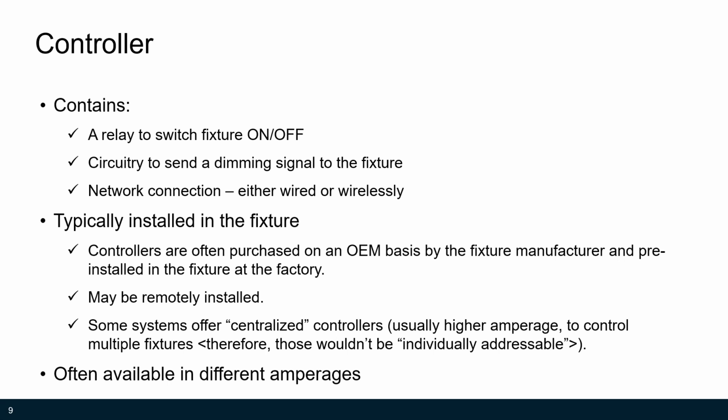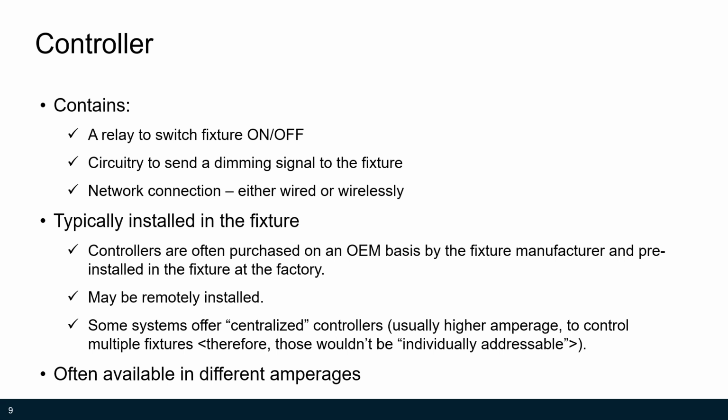So the controller is one of the most important pieces of the system, because that's the component that has a relay that will switch the fixture on or off. It also has circuitry that will send a dimming signal to the fixture. Then, lastly, it also has some method of connecting to the network that can be either wired or wirelessly.